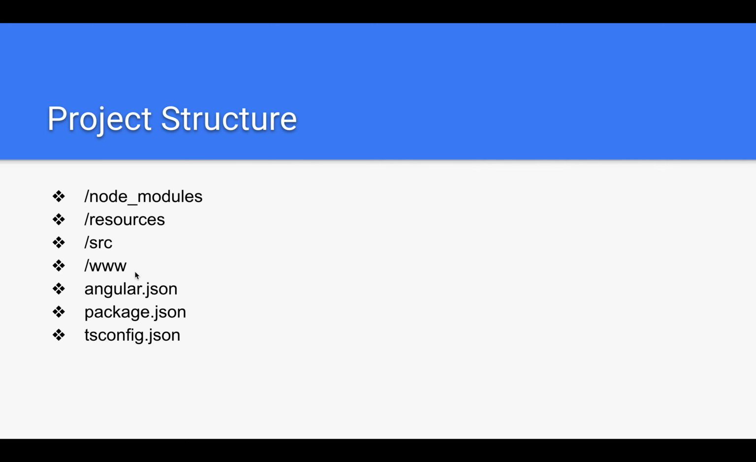And next one is angular.json. This is the main configuration file for your Angular CLI. And next one is the package.json file.